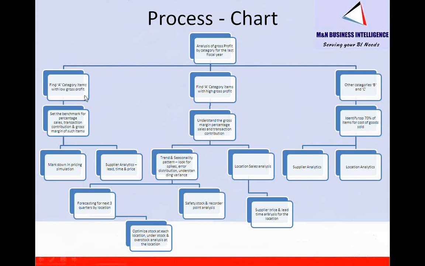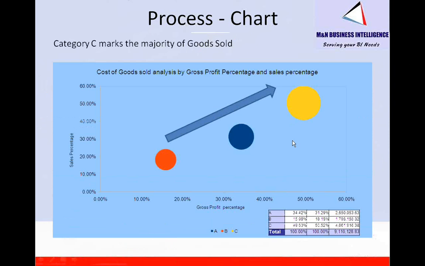And the category A items with low gross profits and the benchmark for the percentage sales and transaction. Look at markdown and pricing simulations, supplier analytics. In other categories B and C, look at the identify the top 70% items for cost of goods sold, supplier analytics, and location analytics. So then I go to the next one.